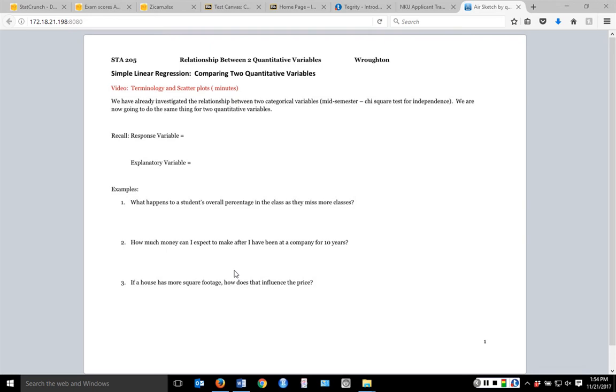If you recall, the response variable, and why we list that one first, is generally your outcome of interest. Versus the explanatory variable, which is thought to partially explain this response variable.